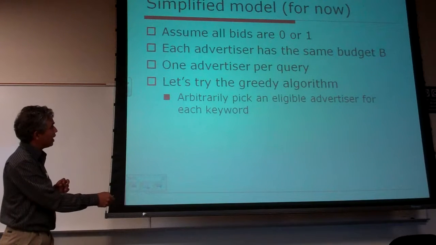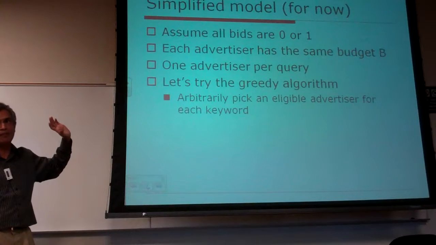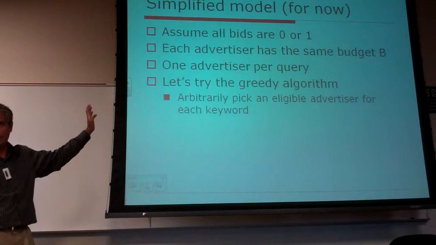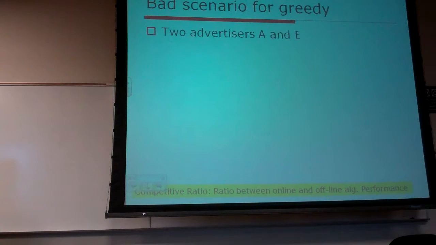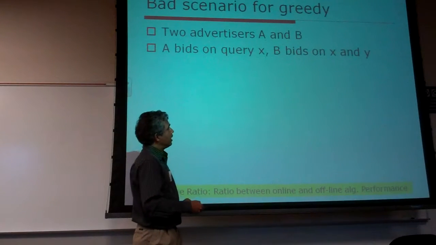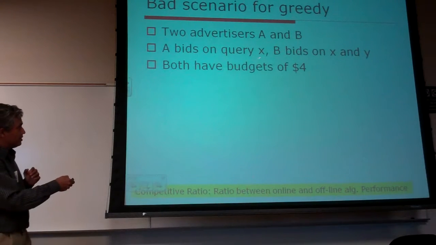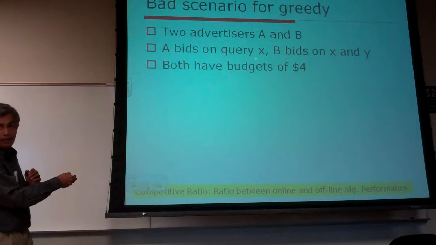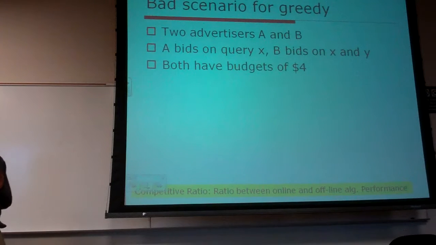Now if I'm doing the greedy algorithm, either based on CTR or just based on bid, for now assume CTRs are all 1, because that complication is sort of orthogonal to this, at least right now. So you have A and B, and A bids on query X, and B bids on query X and Y. A will give you $1 if you show his advertisement for X, and B will give you $1 if you show her advertisement for either X or Y. Now both have budgets of $4. So after 4 advertisements, they can't pay you any money.